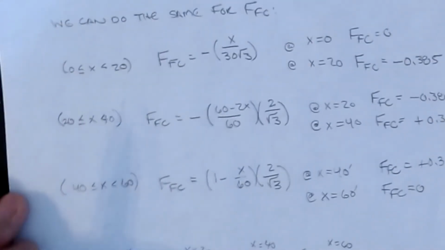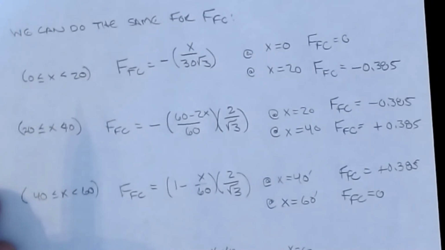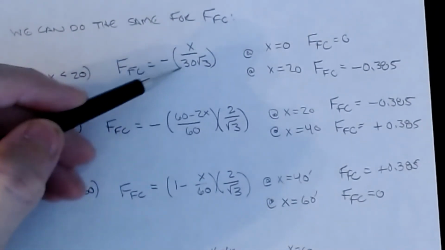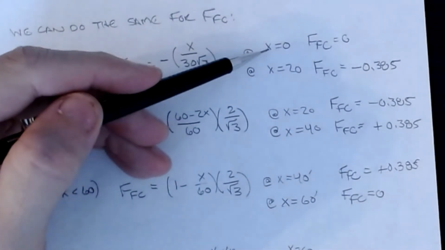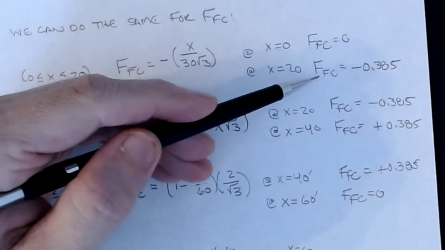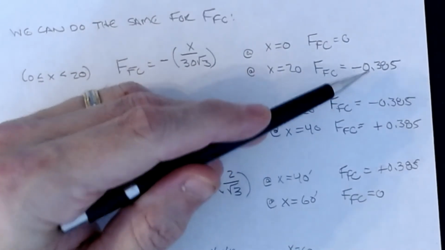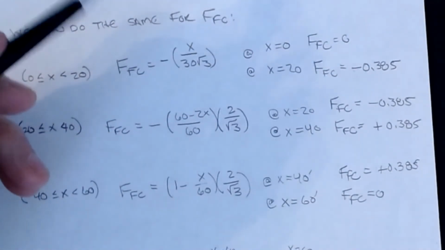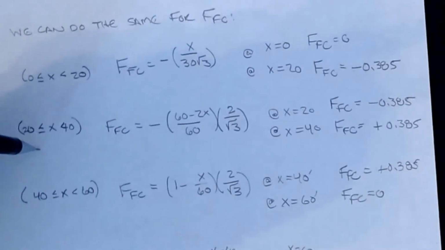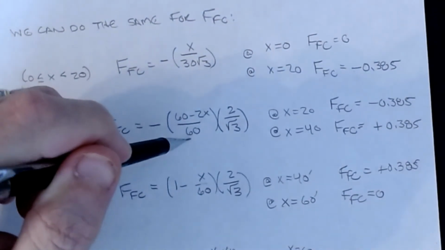So I didn't draw all the free body diagrams, but I just kind of ran the equations out for you. And so my FFC equation here is minus x over 30 square root of 3. If I plug in x equals 0, x equals 20, I get a 0 at the first point, what we expect, and my FFC is now minus 0.385. So it's a different value than what you saw. And if I repeat the process, what you can see is that in that middle span from 20 to 40, here's my equation, pretty complex.